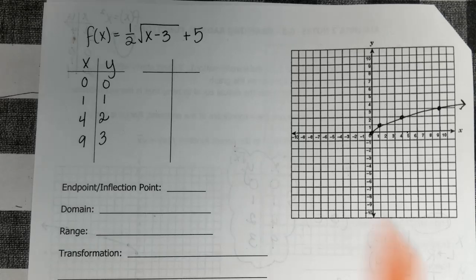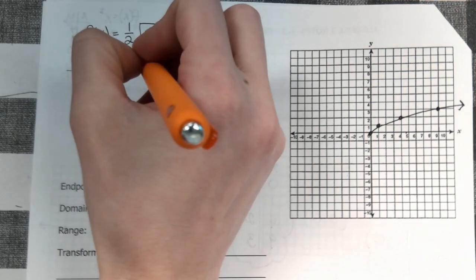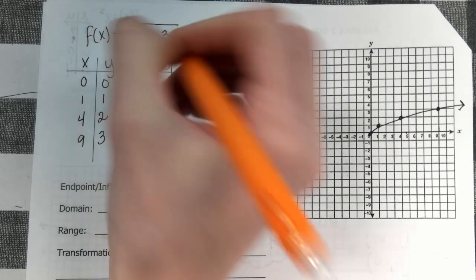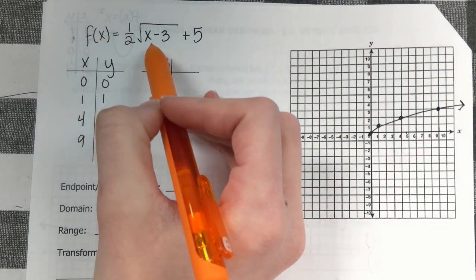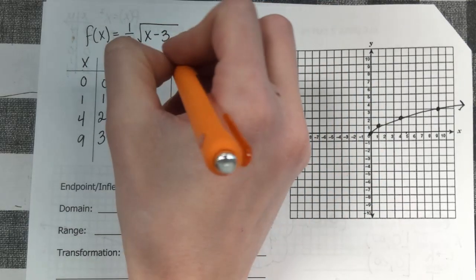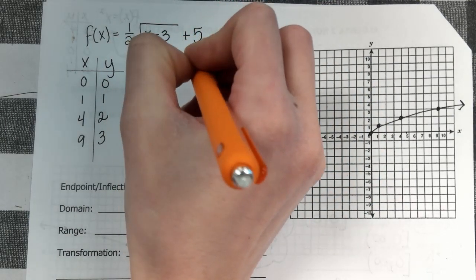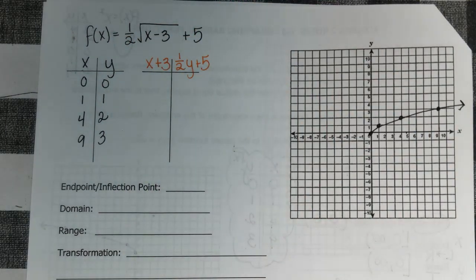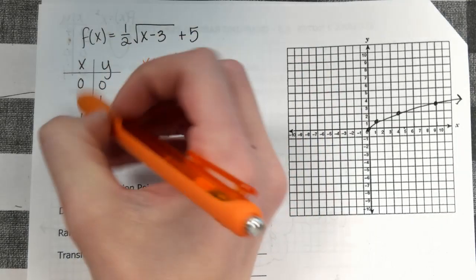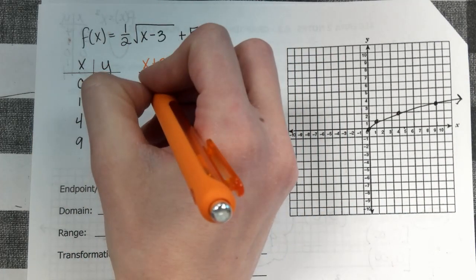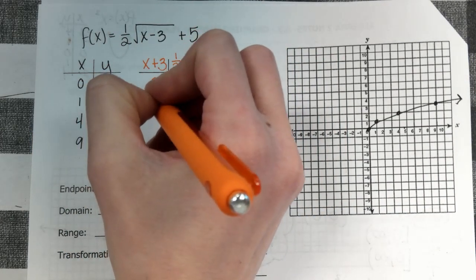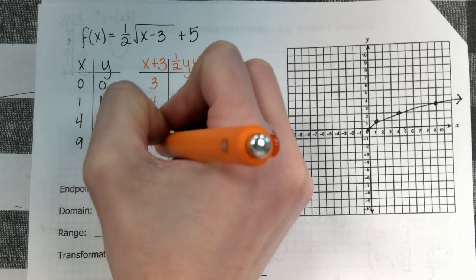Okay, so tell me what I do for my x's. X plus 3, because x is the opposite of. Okay, and what do I do for my y's? 1/2, then plus 5. Good. Okay. So for my x's, I'm adding 3. So what are my x values? 3, 4, 7. Good.